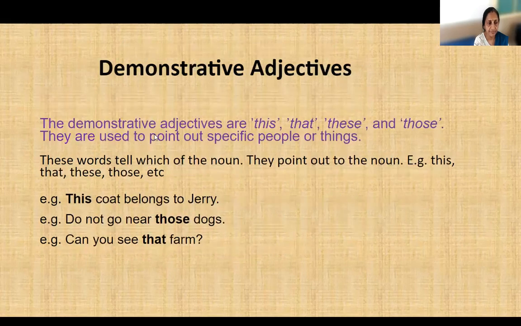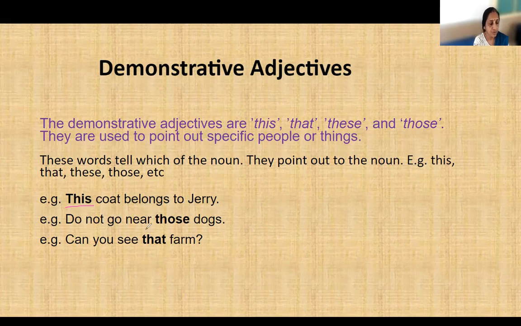Then we have demonstrative adjectives. Demonstrative adjectives are this, that, these, those. All these 4 words come under demonstrative adjectives. These words tell which noun, or they point out the noun that we are talking about. This cat belongs to Jerry.